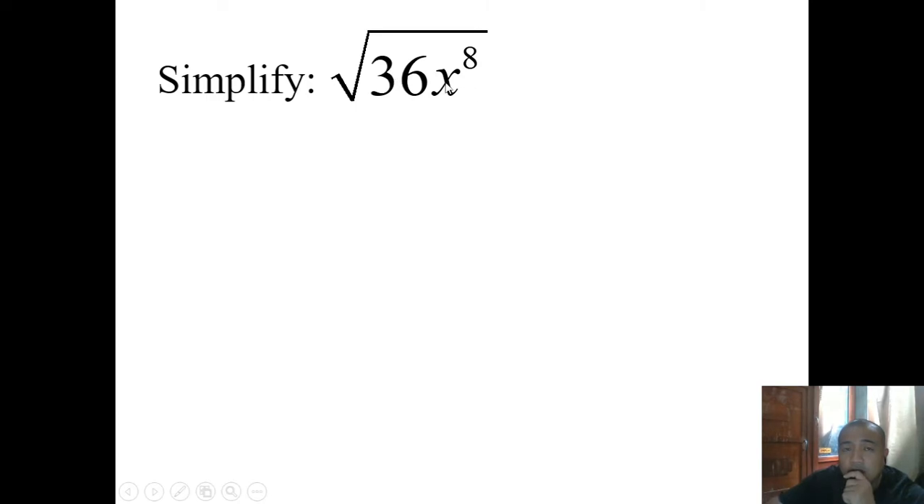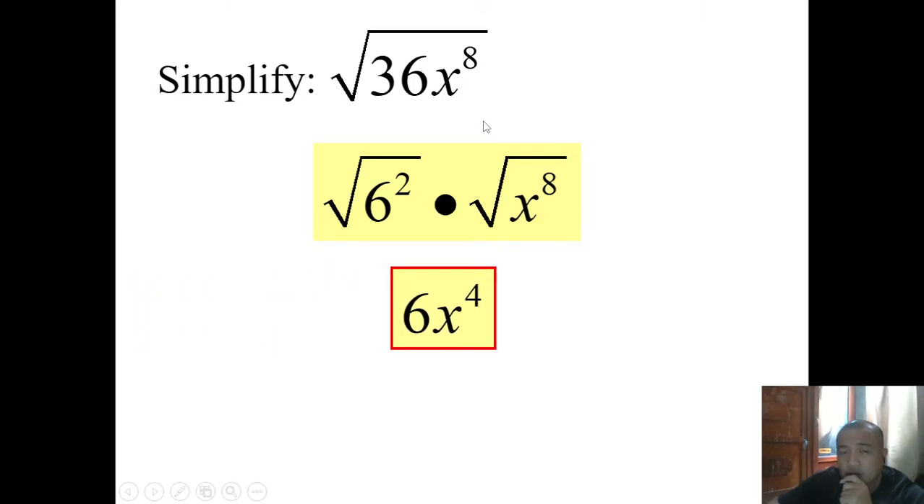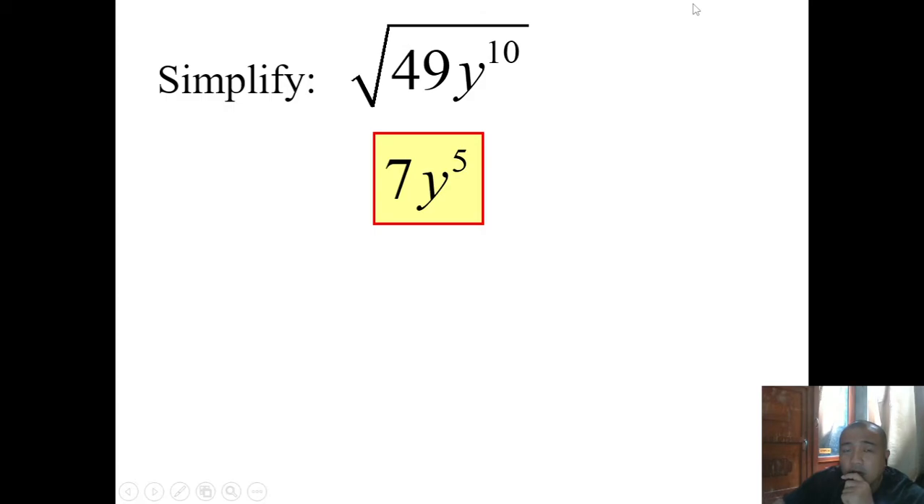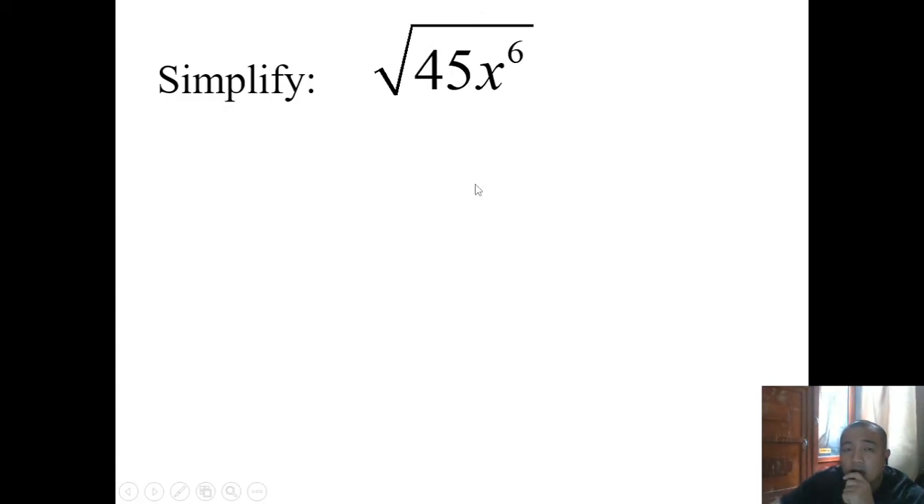Yes, ito, mas madali. Square root of 36 is 6. Square root of x to the 8 means you divide 8 by 2, which is 4. So 6x to the 4th power. Next, square root of 49y raised to the 10th power. Square root of 49 is 7. Tapos square root of y to the 10th means you divide 10 by 2, so 5, y to the 5th power.